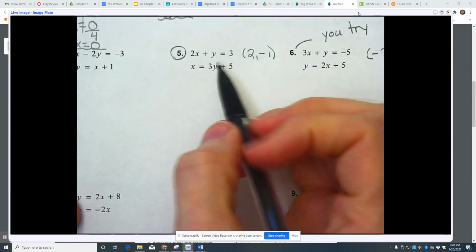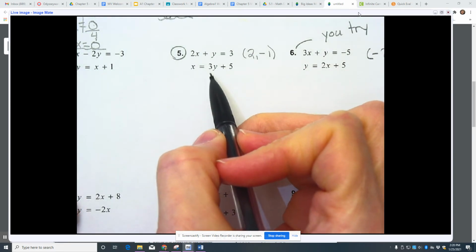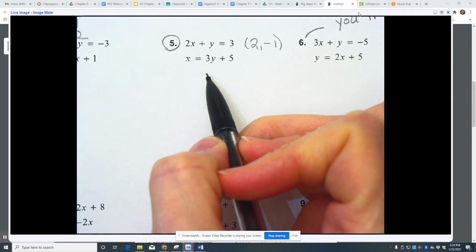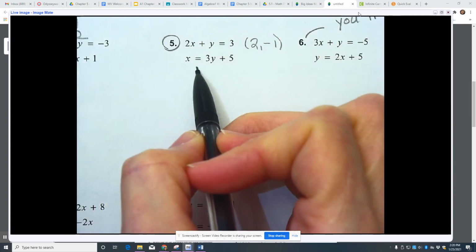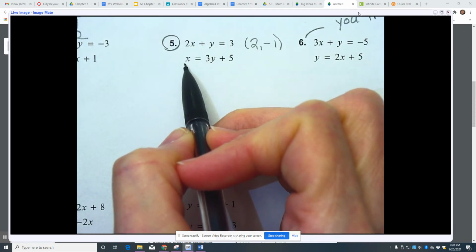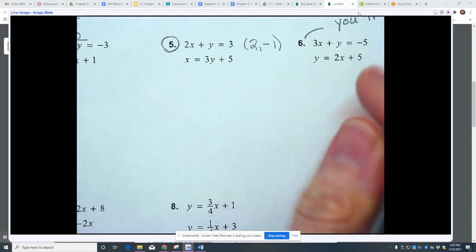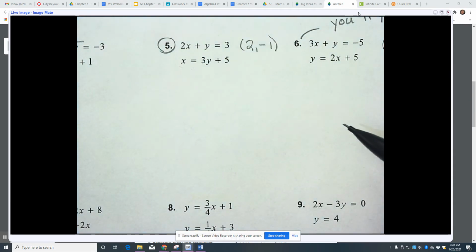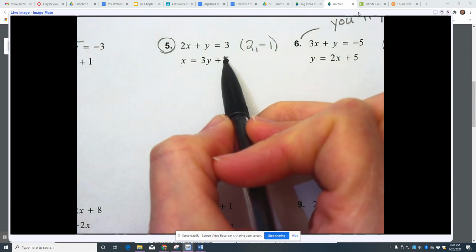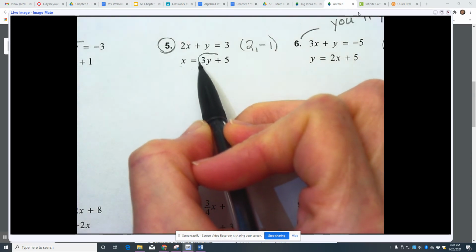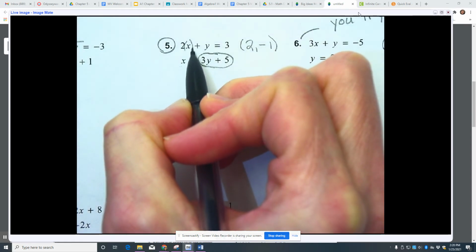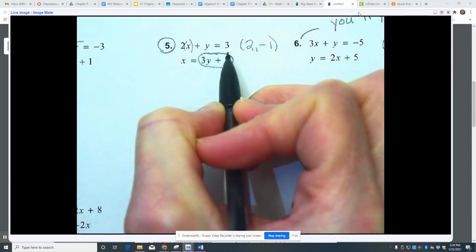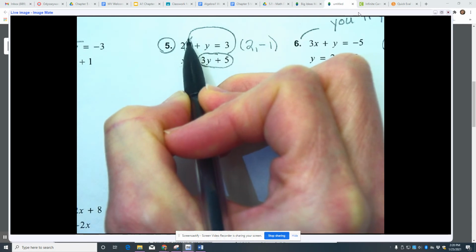All right, so step 1, do I have a variable all by itself on one side of the equal sign? Yes, I do. It's okay that it's an x. The first 2 examples we did, it was a y, but it's okay that it's an x. If x is all alone on one side of the equal sign, that is fine. It can be x equals or y equals. So x equals all this stuff.